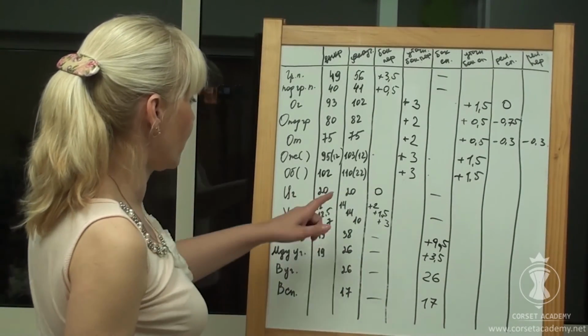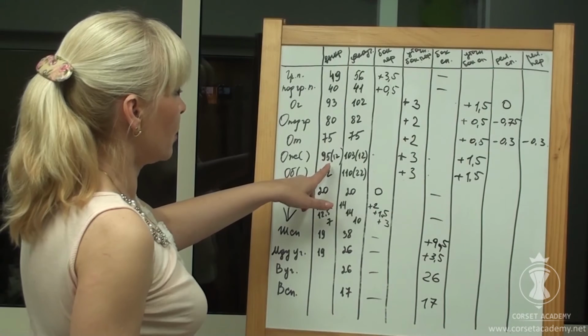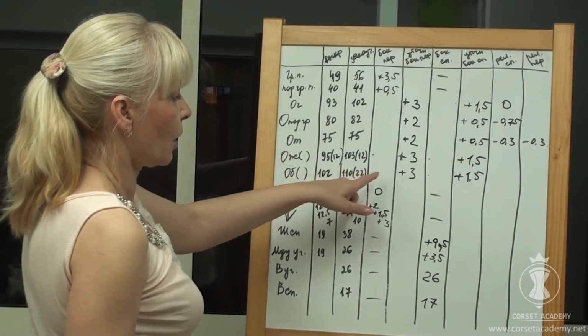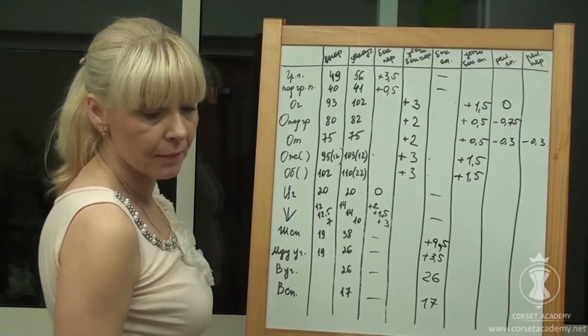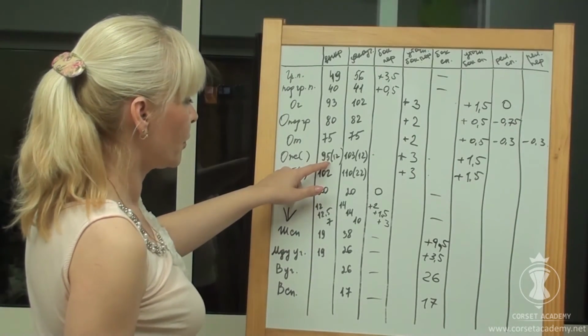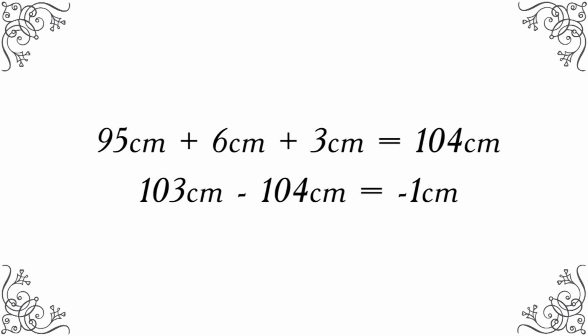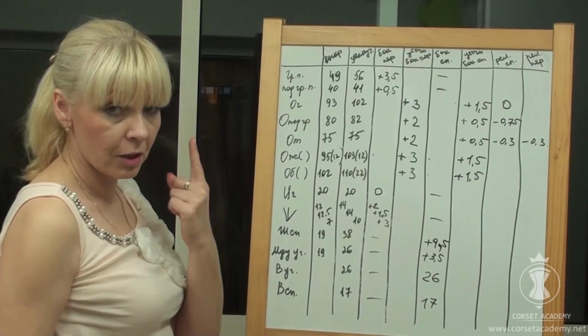Along the stomach line, I have added 6 centimeters to the measurement of 95 centimeters on the pattern to adjust the side seam contour at the front and 3 centimeters to adjust it at the back. 95 centimeters plus 6 centimeters plus 3 centimeters equals 104 centimeters. My client's measurement is 103 centimeters. 103 centimeters minus 104 centimeters equals -1 centimeter. There is 1 extra centimeter.